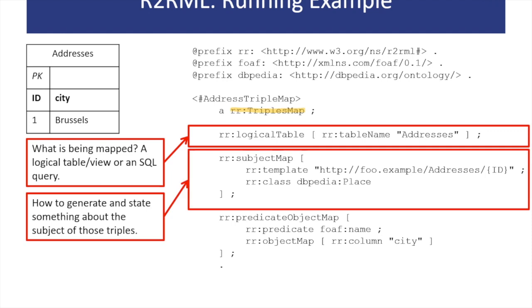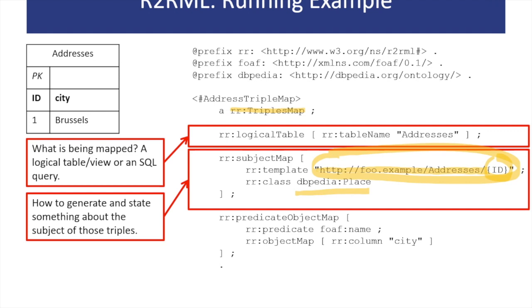The subject map tells the R2RML engine how to generate and state something about the subjects of those triples. In this example, we will generate for each row in the table addresses a resource with the following URI: http://foo.example/addresses/ and then we use values from the columns in the result set. We also know that each record corresponds with a place. We avail of the DBpedia ontology to state that each subject generated as such is of the class dbpedia place, resulting in a triple resource with that URI RDF type dbpedia place. You can have 0 or more class statements.